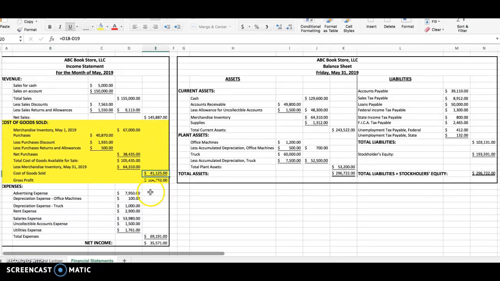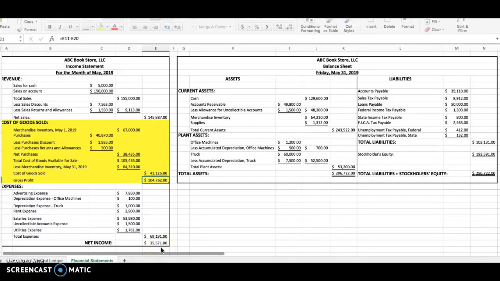$41,125. So again, as in past videos, you may want to walk through this again by pausing and going back and making sure that you understand the process in this section of the income statement. The bottom line is we end up with cost of goods sold. If we subtract that from the net sales, then we get gross profit. And this is the section we'll be dealing with in the next couple days.